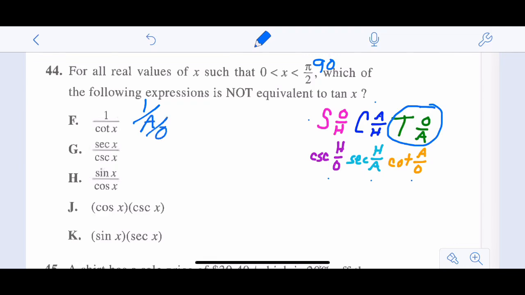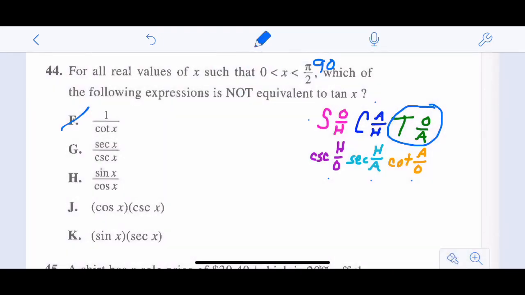Well, then we would do the reciprocal of that, multiply the top and bottom by opposite over adjacent. That gets rid of this, and on top we get opposite over adjacent. So F is equivalent to tangent. So now let's do choice G.